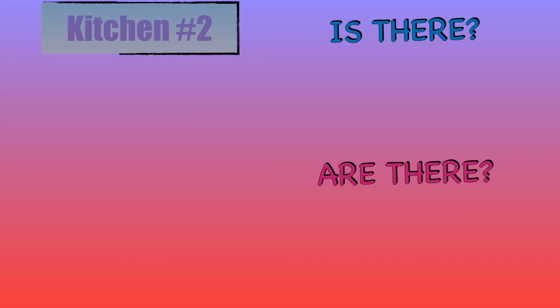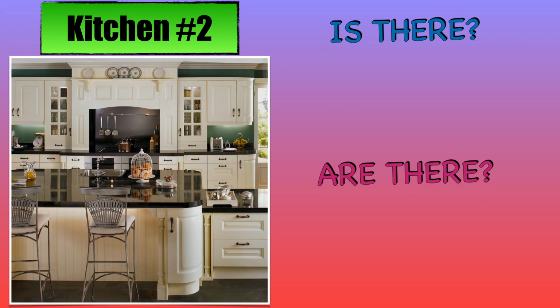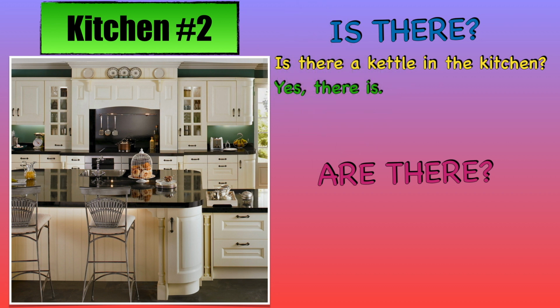Let's look at kitchen number 2. With the same question, is there, are there? The first question is there a kettle in the kitchen? Now let's look at the kitchen. Right there, far in the back, I can see a brown kettle. So the answer will be yes, there is.